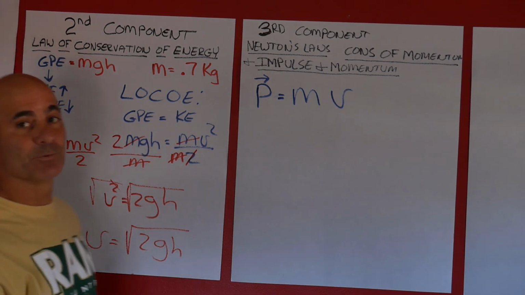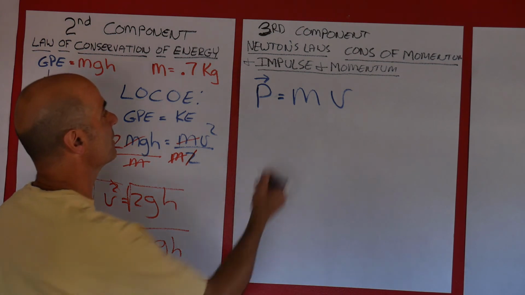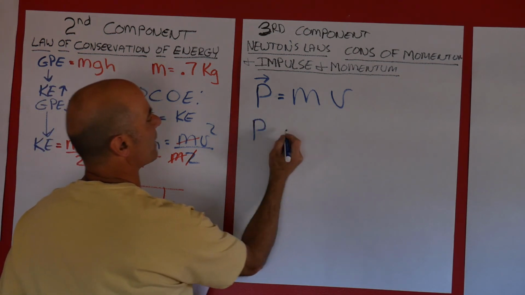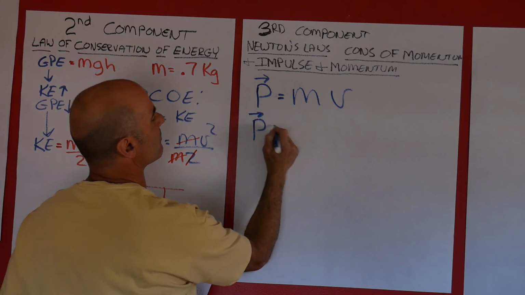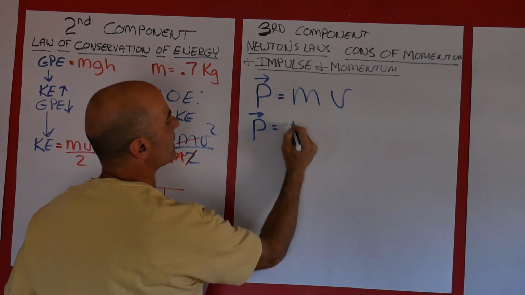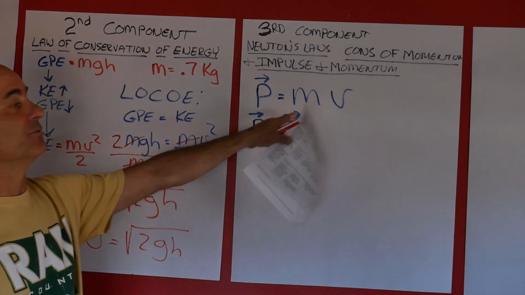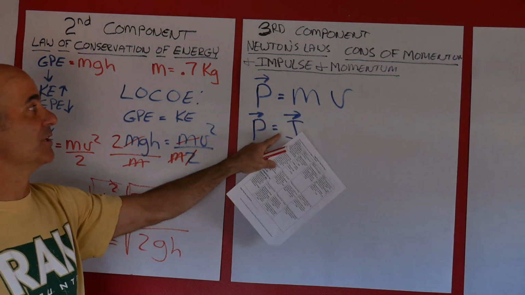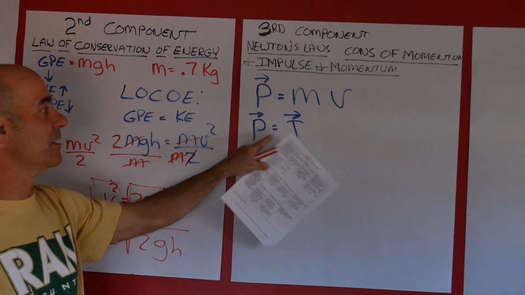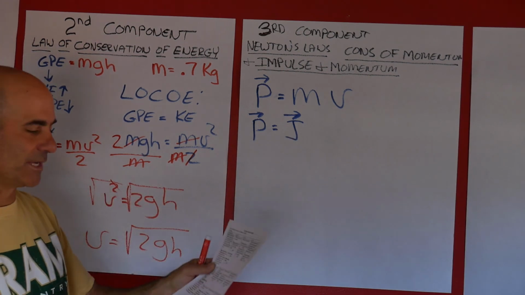Then it says, calculate the impulse. If you remember the impulse-momentum theorem, basically we found out in class that the momentum is the same thing as impulse. J is the symbol for impulse. P equals J. If you just calculated that momentum, you just calculated the impulse. Momentum is the same thing as impulse. Pretty easy way to get those points.